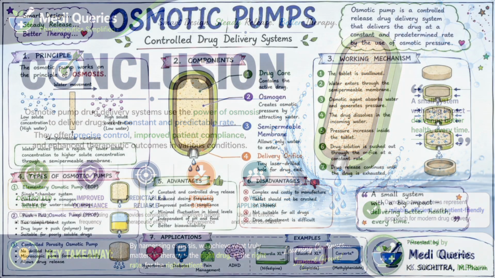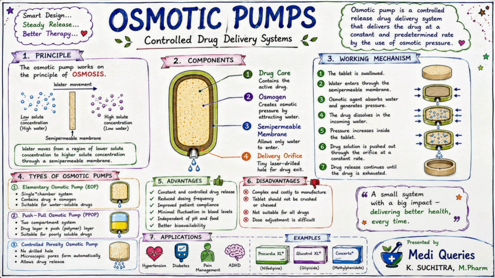Okay, we are going to create a creative handwritten poster on osmotic pump drug delivery systems. This activity will help you revise the topic while improving your presentation skills. First, write a large and attractive title at the top: Osmotic pump drug delivery systems. Use bright colors like blue or green to make the title stand out. Next, draw a large cross-section diagram of an osmotic pump tablet in the center of the poster. Label the four important parts, that is the drug core, osmogen, semi-permeable membrane, and delivery orifice.